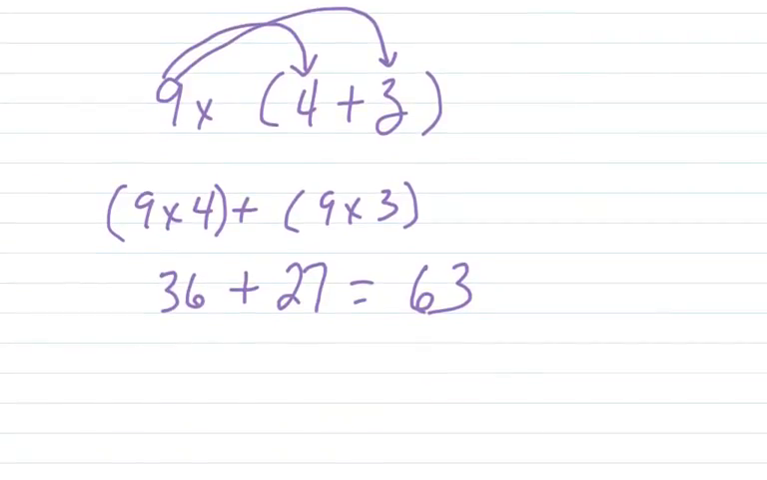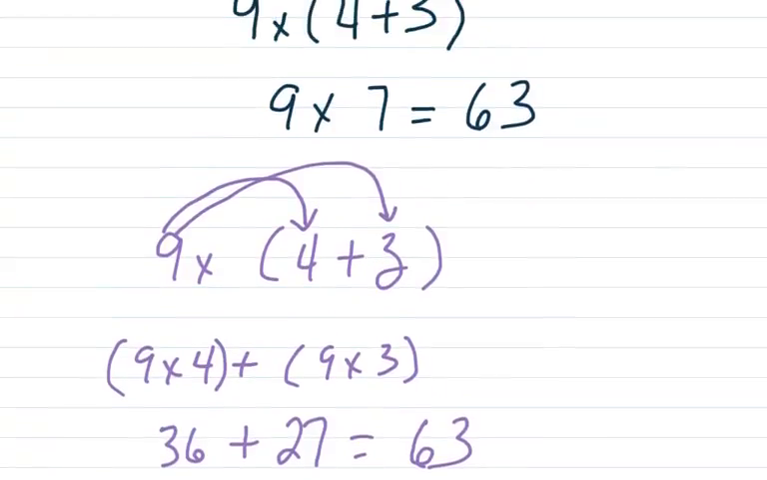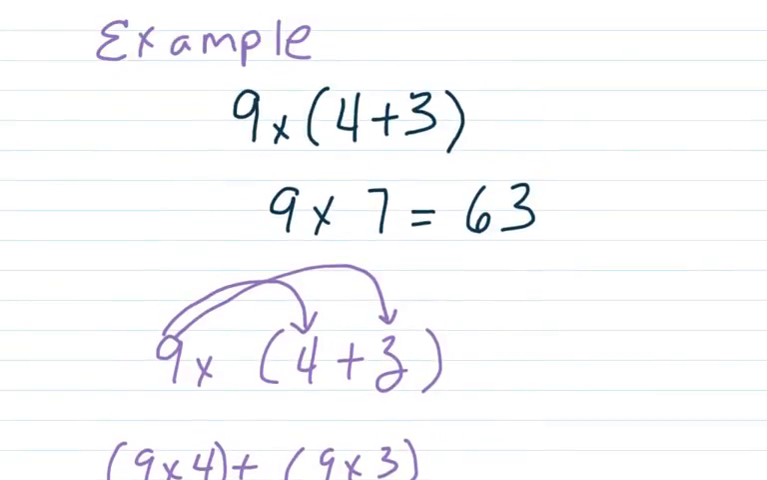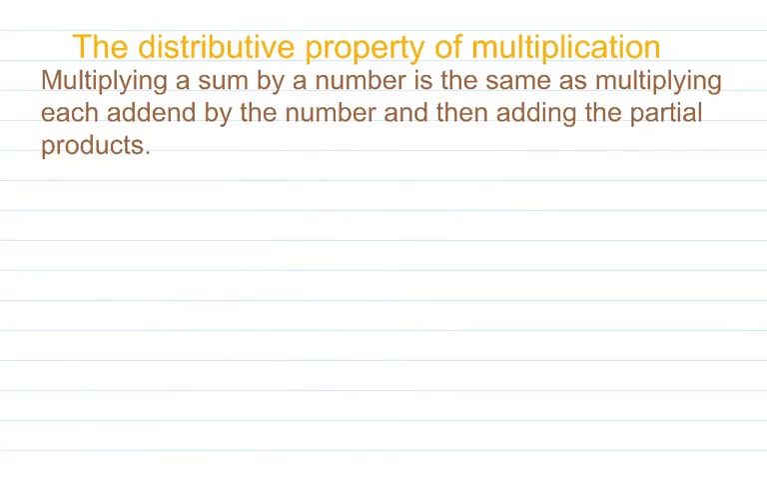Well, what we're talking about here is a new property called the distributive property of multiplication. And what the distributive property means is that multiplying a sum by a number is the same as multiplying each add-in by the number and then adding the partial products. So let's kind of go through.